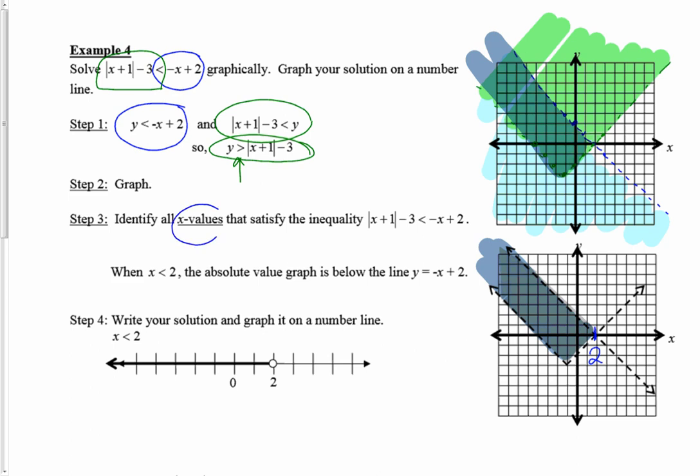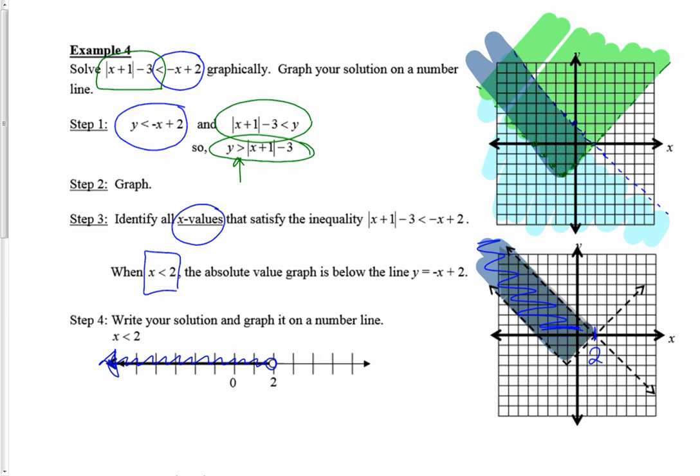So now we're trying to identify all the x values that satisfy this inequality. So where is my shading? My shading is anywhere to the left of 2. So when I write that, that's x is less than 2. On a number line, I'm going to have an open circle at 2 because there was no equal to in the problem, and I'm going to shade to the left. If the graphs only cross once, you're only going to have one inequality in your answer.